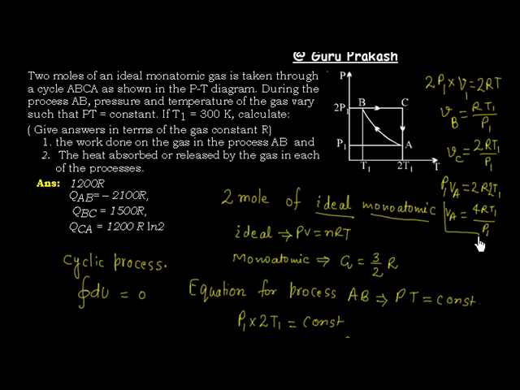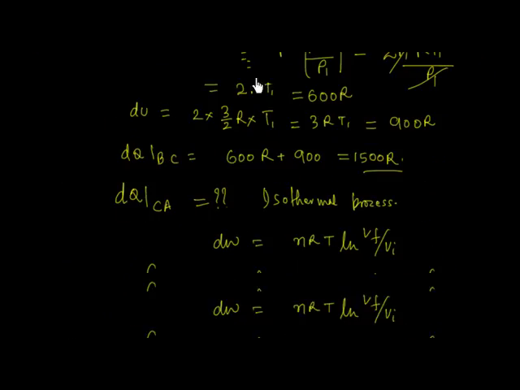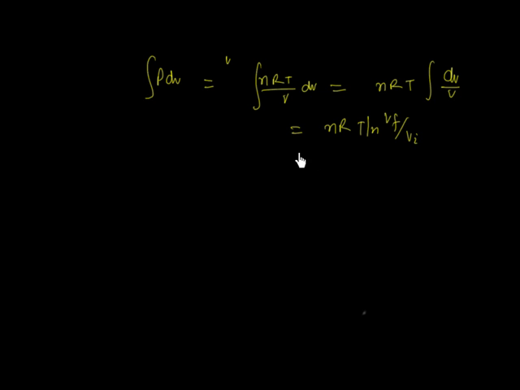So this is the volume at A. What is the volume at C? We have already calculated the volume at C. This is 2RT1 by P1. The volume at A is the final volume, and the volume at C is the initial volume. So what is the ratio, final by initial? The ratio is 2, so Vf by Vi is 2. Now if I plug this value in, I will have nRT and ln 2.